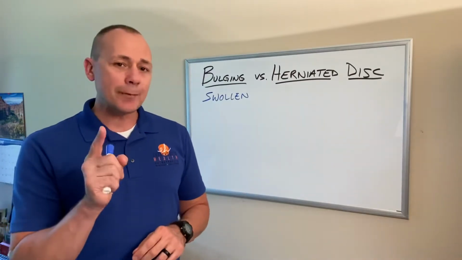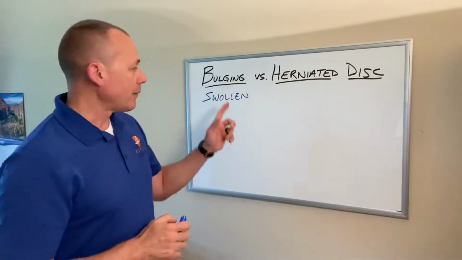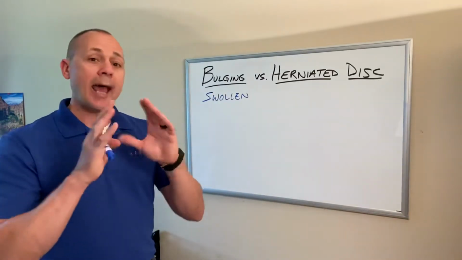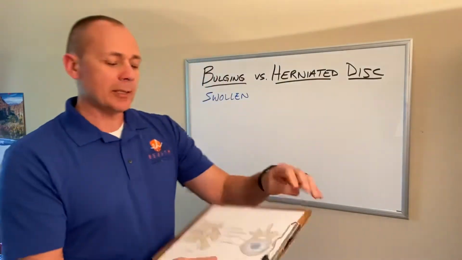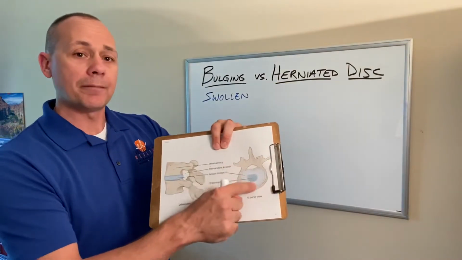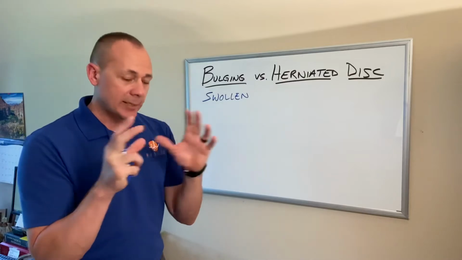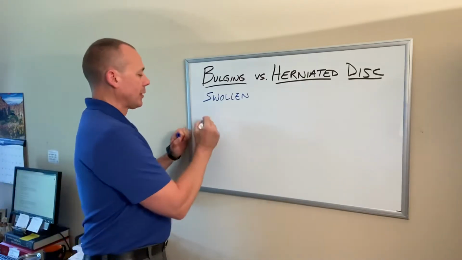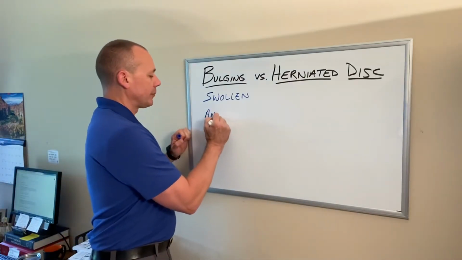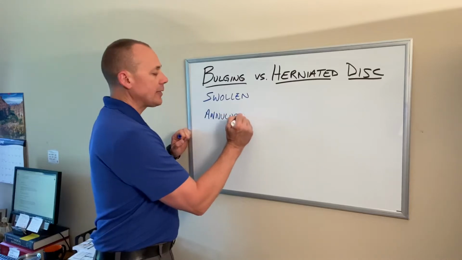The biggest characteristic of a bulging disc is that outer wall, that annulus fibrosus, this outer wall of strong fibrous tissue, is intact, okay? It's solid, there's no problem with it. So the annulus is intact.